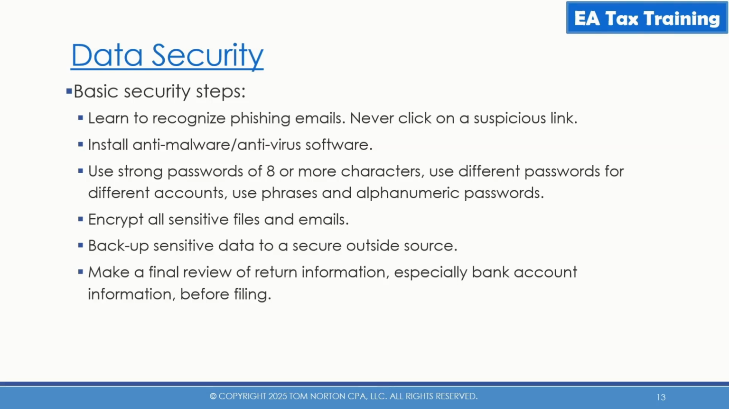And then make a final review of all tax return information, especially bank account information, before filing. So of course, again, we want to minimize mistakes. So that's one reason we're always going to be checking that return, checking back to the source documents, making sure it's right. And in particular with the banking information. So if you're getting a direct deposit refund, you're going to have the bank routing number and account number on that return. You want to double, triple, quadruple check. Make sure you have the right numbers because you don't want that refund going to somebody else's bank account.